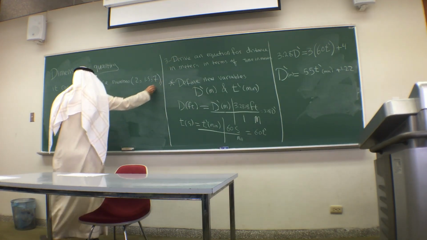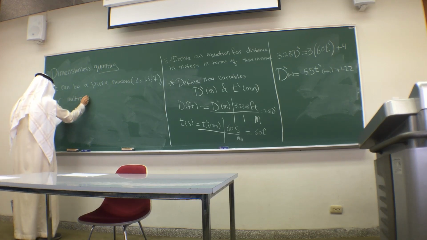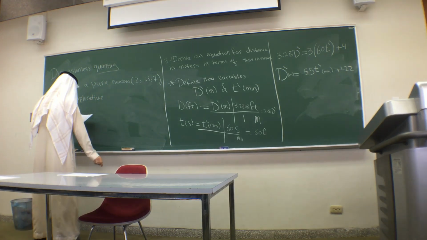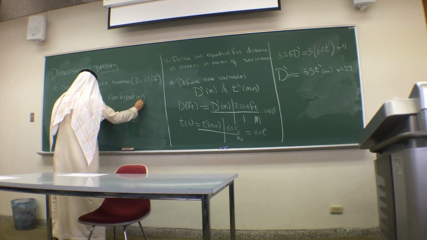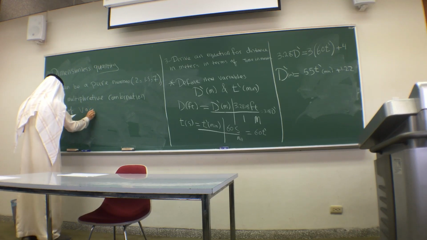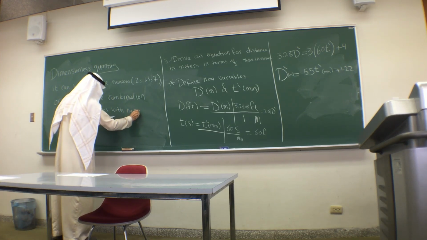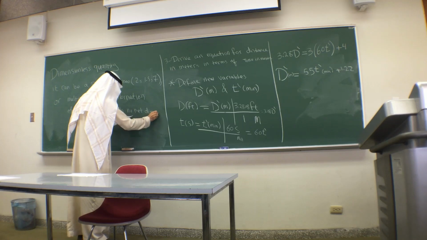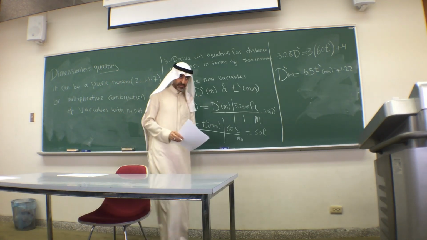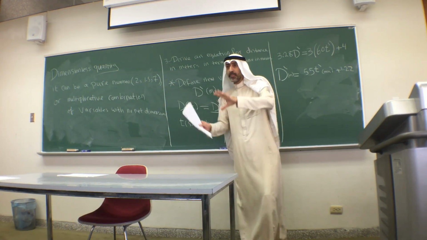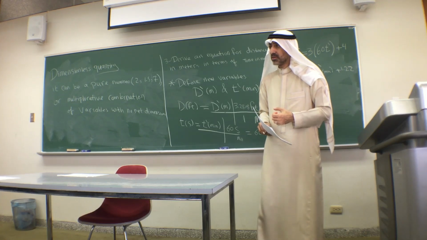Or multiplicative combination of variables with no net dimensions. I have numbers with dimension, but when I multiply them by each other and divide them by some others, the unit gone.